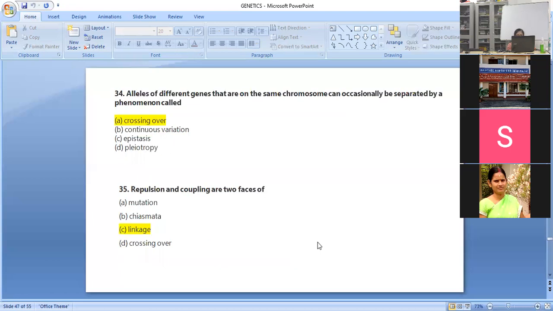Now, alleles of different genes that are on the same chromosome can occasionally be separated by a phenomenon called crossing over. Alleles of different genes located on the same chromosome are linked genes, and they can be separated by crossing over only. The other options are not applicable. We will not even consider continuous variation, epistasis or pleiotropy. Similarly, repulsion and coupling are the two phases of linkage.